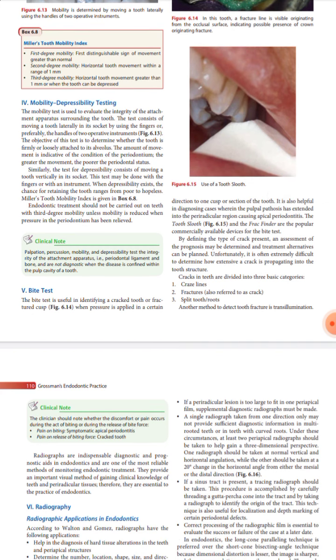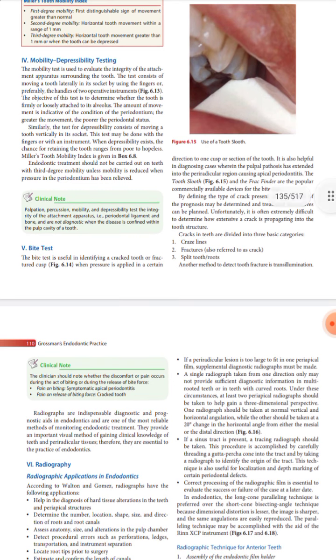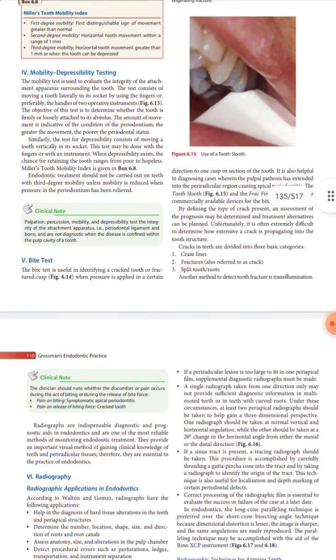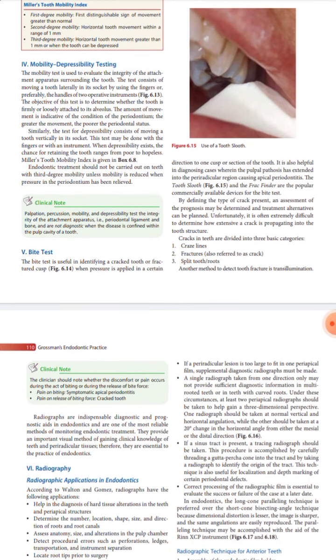Test of depressibility consists of moving a tooth vertically in its socket. This test may be done with the fingers or an instrument. When depressibility exists, the chance of retaining the tooth ranges from poor to hopeless. Miller's tooth mobility index is given in box 6-8. Palpation, percussion, mobility, and depressibility test the integrity of the attachment apparatus. Periodontal ligament and bone tests are not diagnostic when the disease is confined within the pulp cavity.